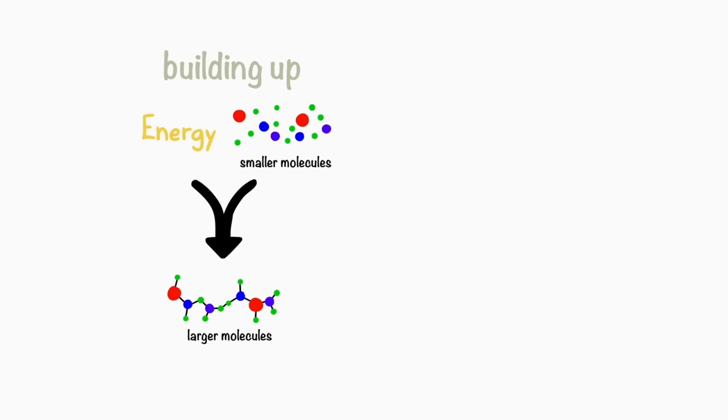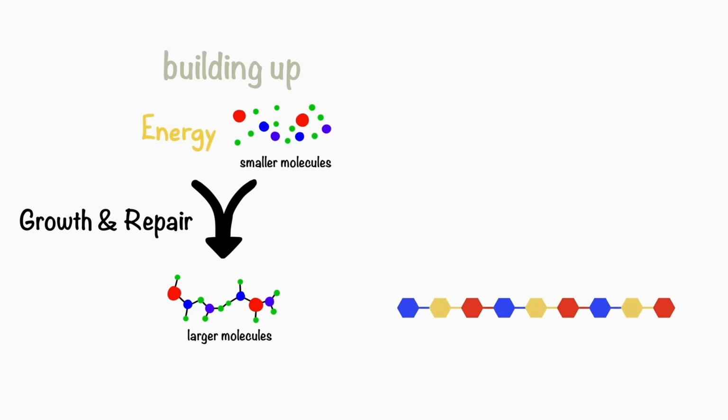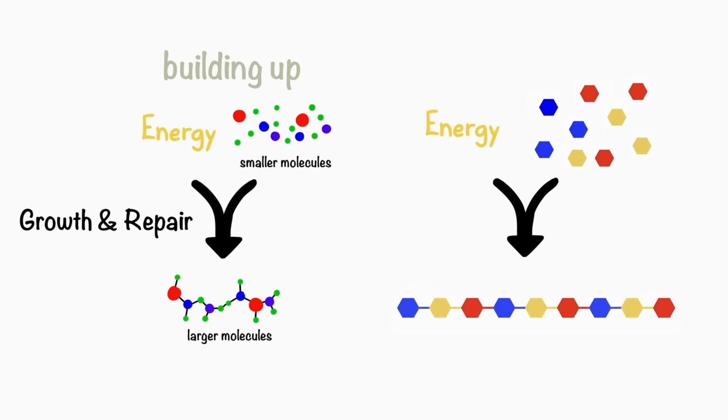Let's look first at how cells build larger molecules from smaller ones. These synthesis reactions are essential for growth and repair. One important example is the formation of carbohydrates. Lots of small glucose molecules can be joined together to form larger molecules.